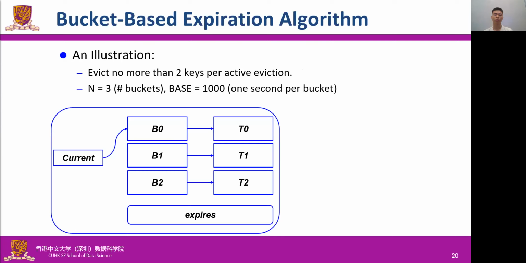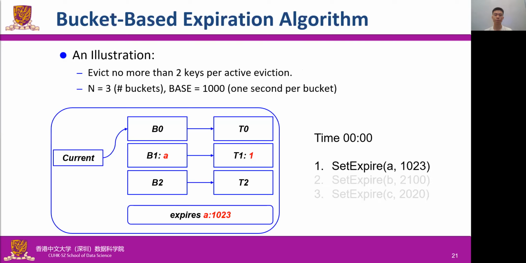Here's an illustration with 3 buckets and base 1000. So we discretize the expiration time into seconds. We assume our computation power allows no more than 2 evictions per active eviction cycle. At time 0, we first set expire for A at timestamp 1023. It is added to bucket 1 and expires, and the time for bucket 1 is now 1.